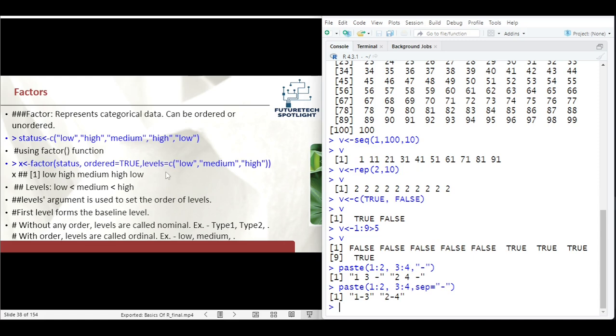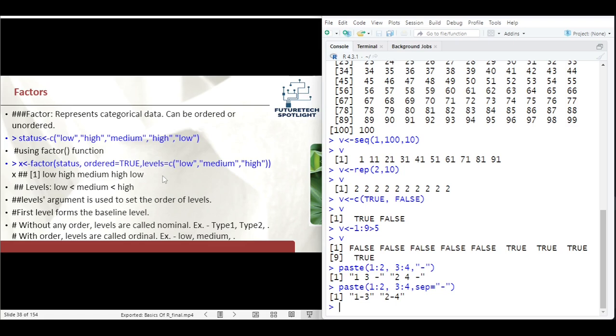Now currently we don't know the levels. If my data is too big and I don't know which levels are there, then this is optional. It will come automatically. So levels is equal to low, medium and high. These are the 3 unique values in this particular vector. So that way this will give you factor data, or you can say the category of this particular column.